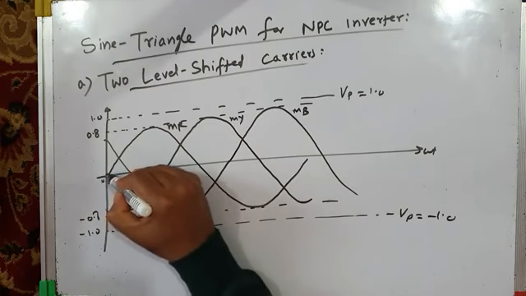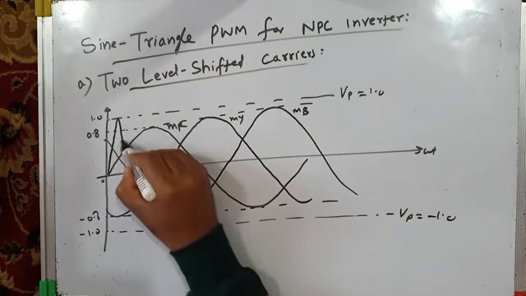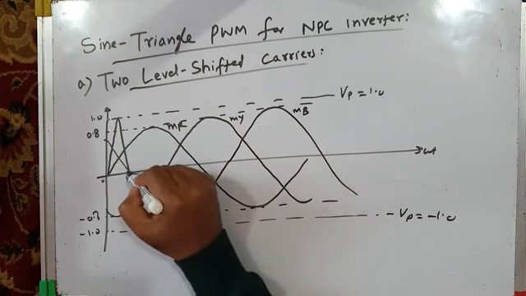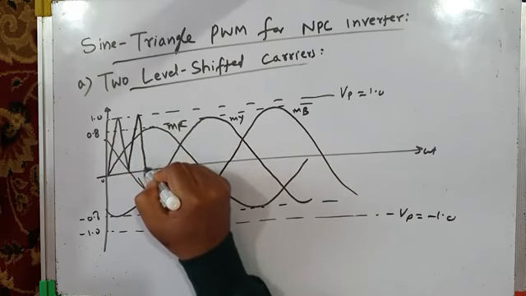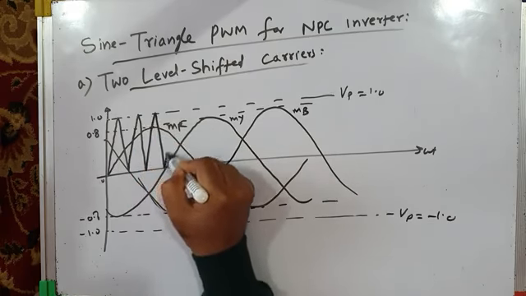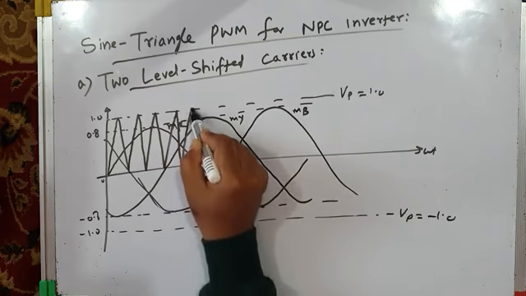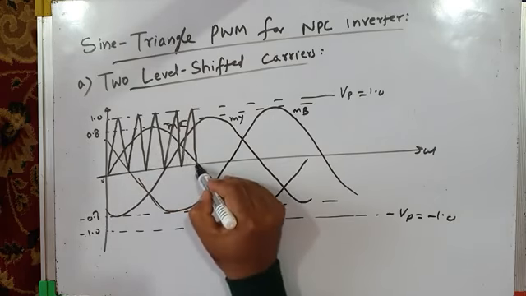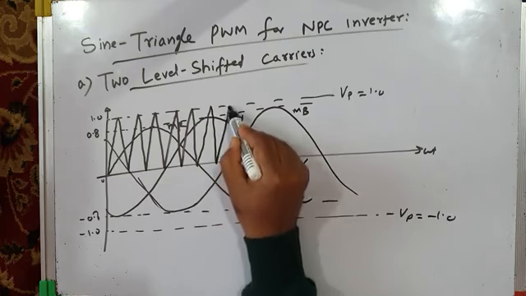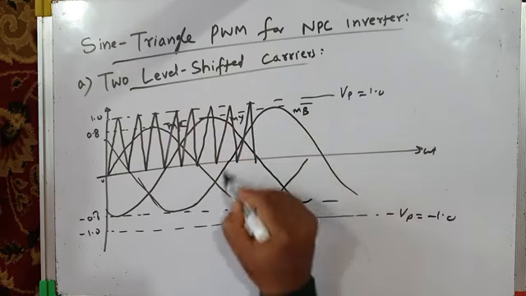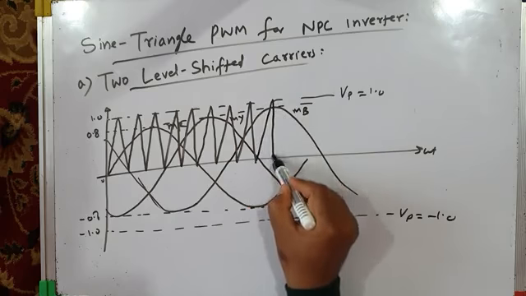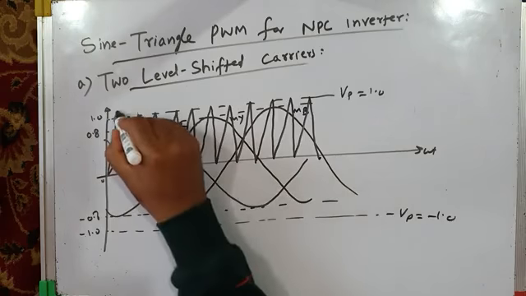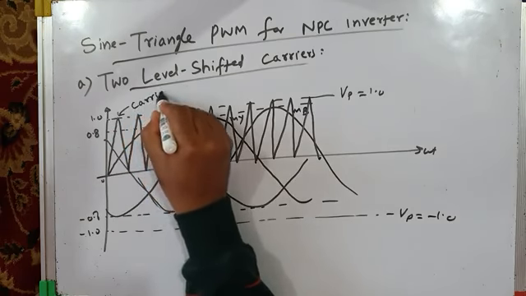One triangular carrier wave is like this. It will not have negative excursion, it will have only positive excursion. Let's take 5 carrier waves in one half cycle. Similarly 1, 2, 3, 4 and 5. Similarly 1, 2, 3, 4, 5. So this is carrier 1. Let me call this carrier 1.